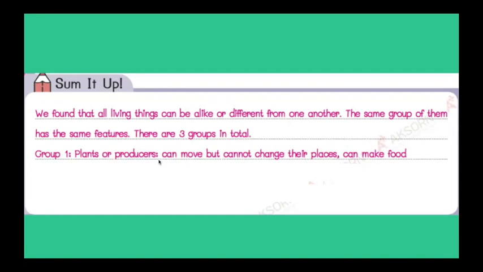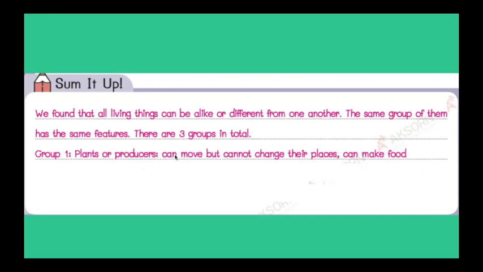Now we learn a new definition. Producers. Why do we call them producers? Repeat after me. Plants or producers. What does it mean, producers? It means they can make food. Plants are producers. They can make food.